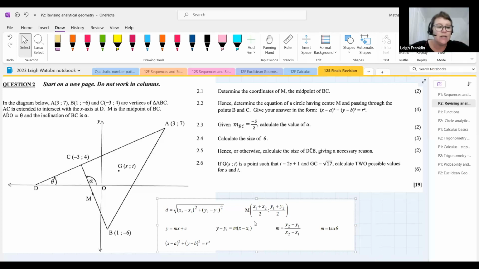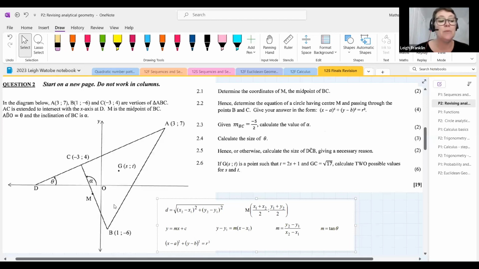They've said to us in the diagram below, we have 4 points on the Cartesian plane. So there's A with the coordinates (3; 7). That is the vertex of triangle ABC. The other vertices are B with coordinates (1; -6), and C with coordinates (-3; 4). AC is extended to intersect the x-axis at D. And M is the midpoint of BC. M is down here in the third quadrant. It is the midpoint of BC.